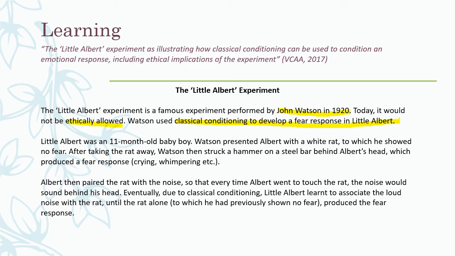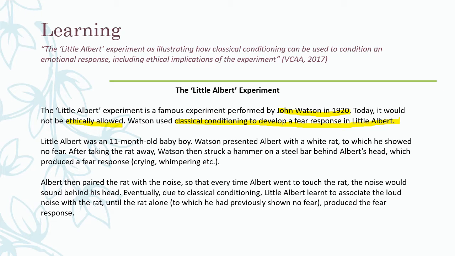He also showed them a whole bunch of different things as well, but little Albert actually liked the white rat, in theory. After taking the rat away, Watson then struck a hammer with it on a steel bar behind Albert's head, which produced a fear response.